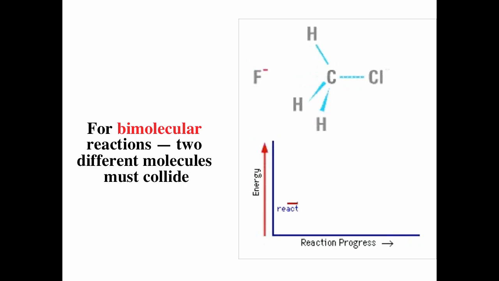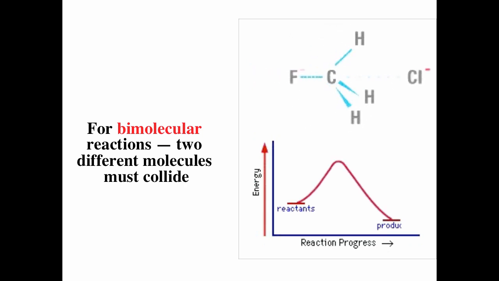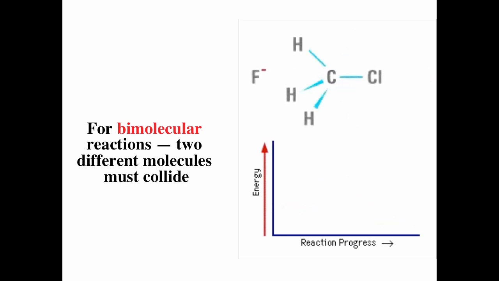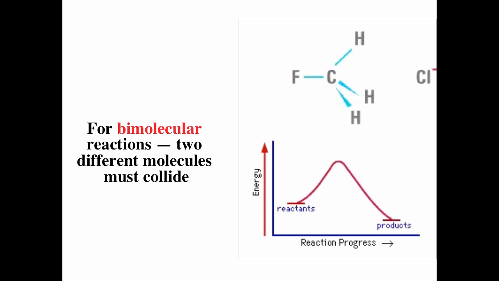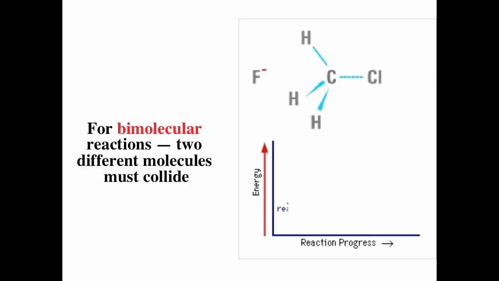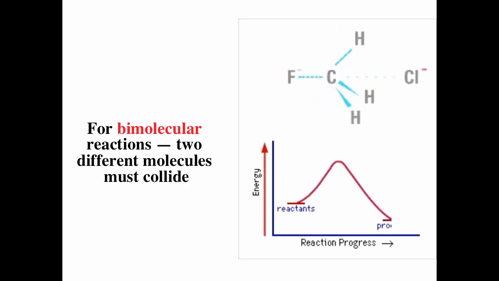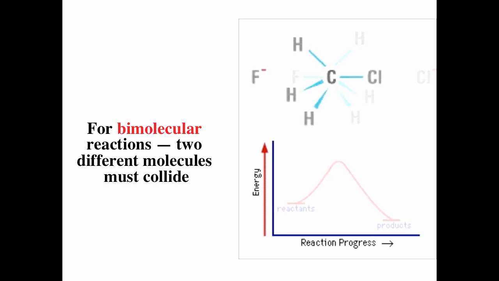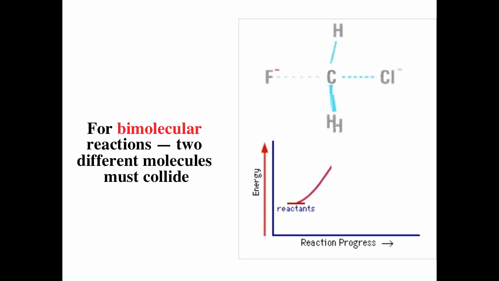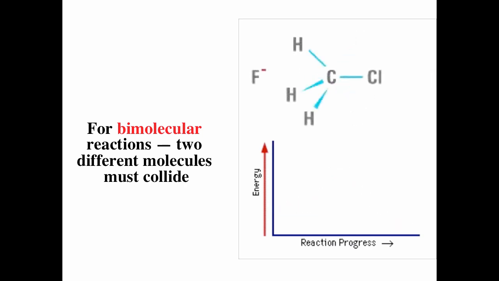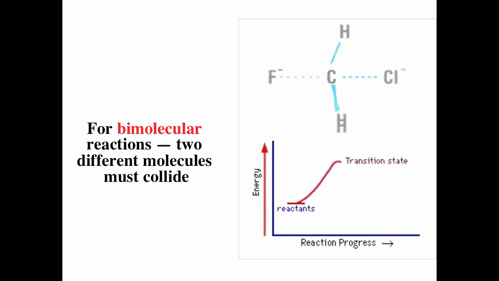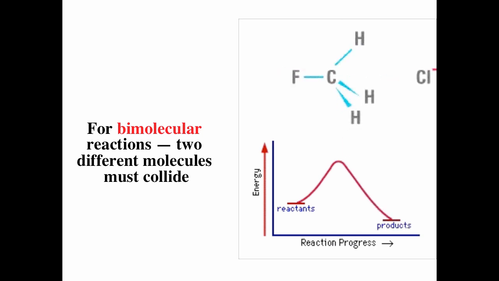When a fluoride ion approaches a methyl chloride molecule, a bond begins to form between the fluoride and the carbon. The molecule's carbon-chlorine bond lengthens and becomes weaker. The energy of the system increases. As the carbon-fluoride bond forms and the carbon-chlorine breaks, a configuration of maximum energy is reached, called the transition state. As the reaction proceeds to completion, the energy of the system decreases.